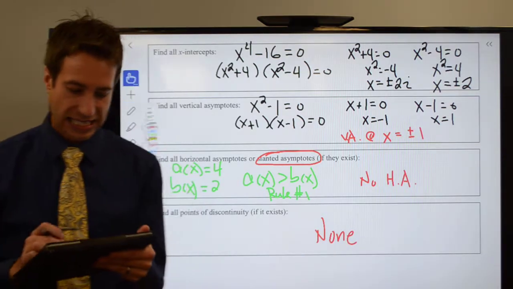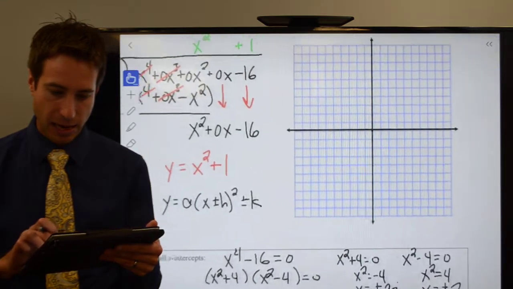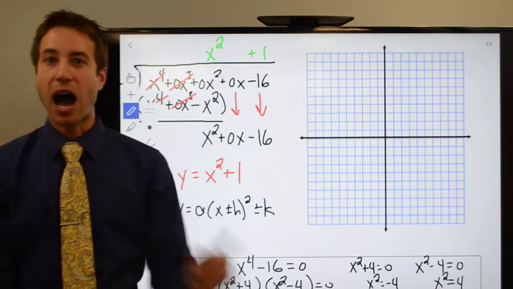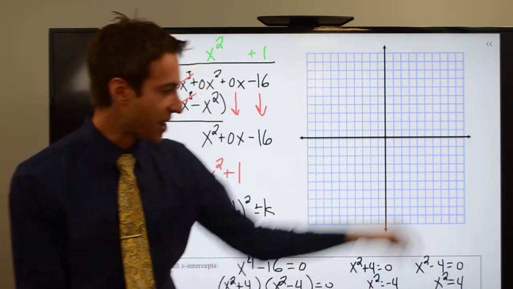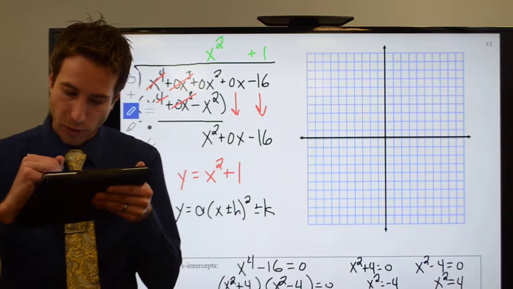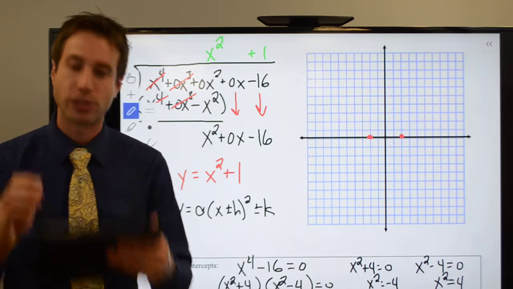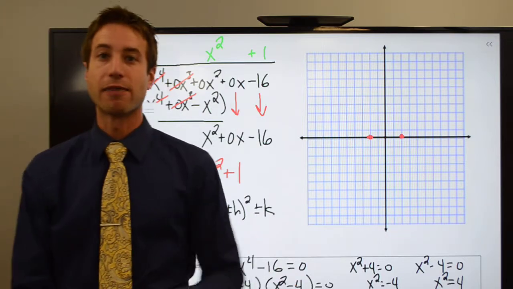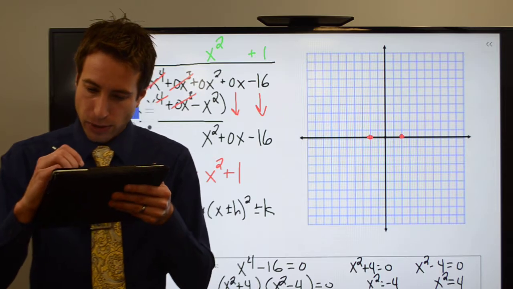All right, guys, time to put the pieces together and see if we can come up with a graph. Here we go. I had x-intercepts. I had 2 imaginary, which I can't graph. I had 2 x-intercepts, one at plus 2 and one at minus 2. Let's put both of those on there. There's plus 2 and there's minus 2. Okay, great. Then my vertical asymptote box tells me that I have a vertical asymptote at plus 1 and minus 1. So let's put both of those in there.